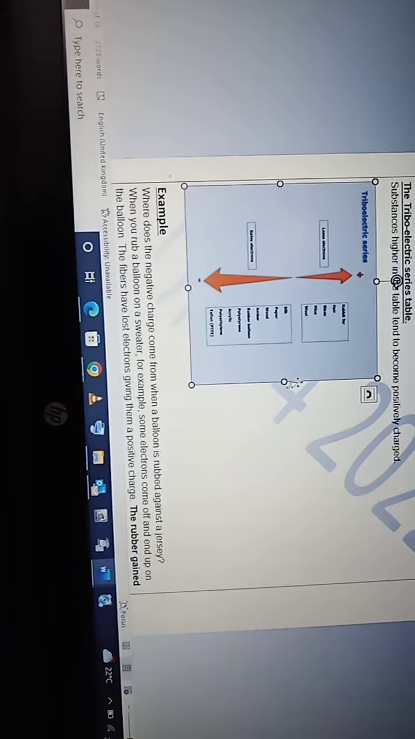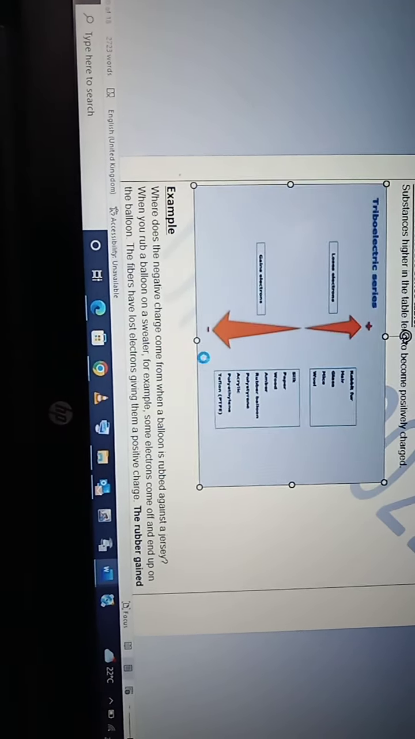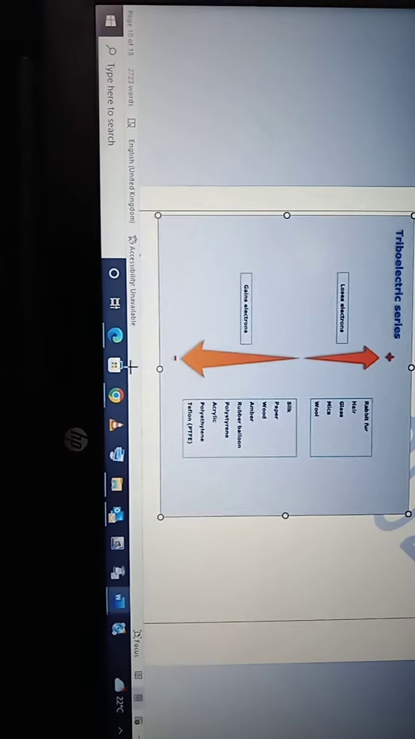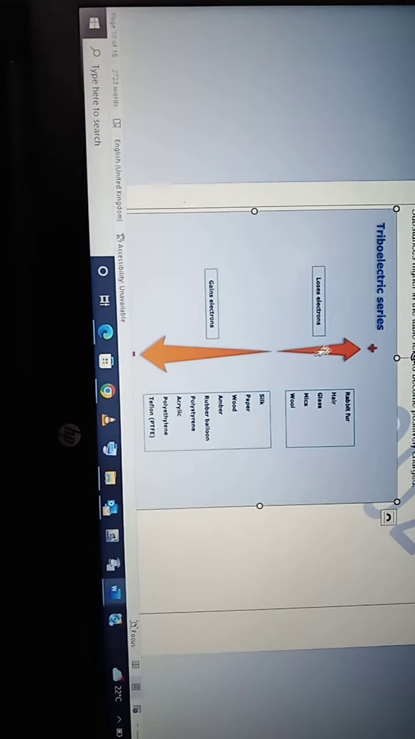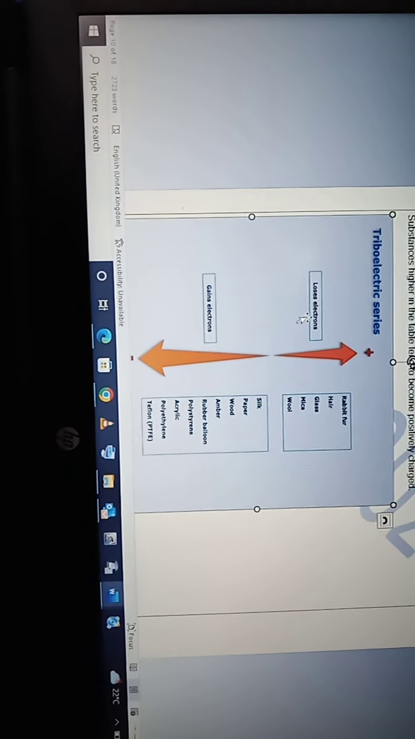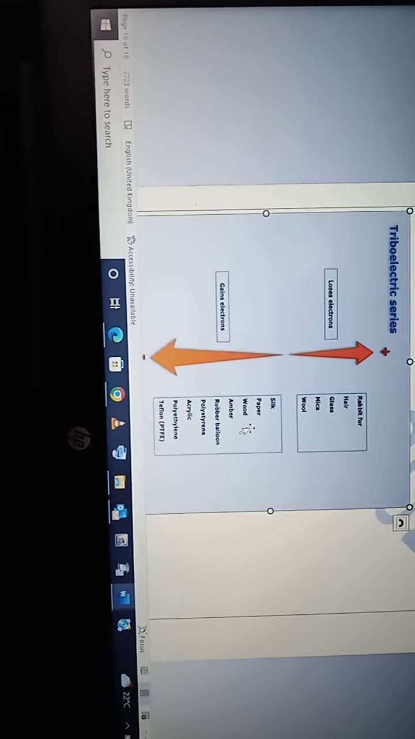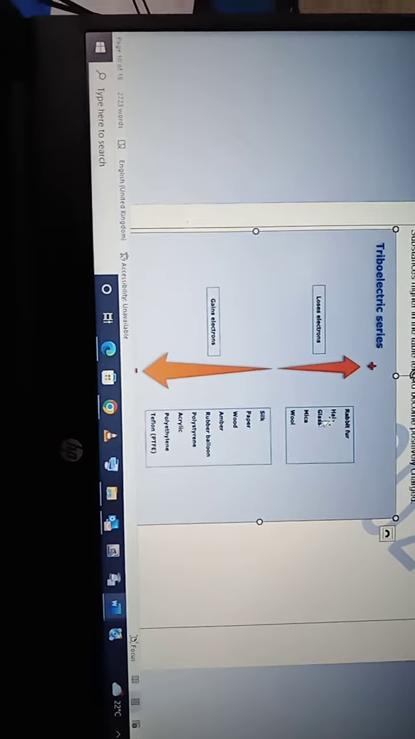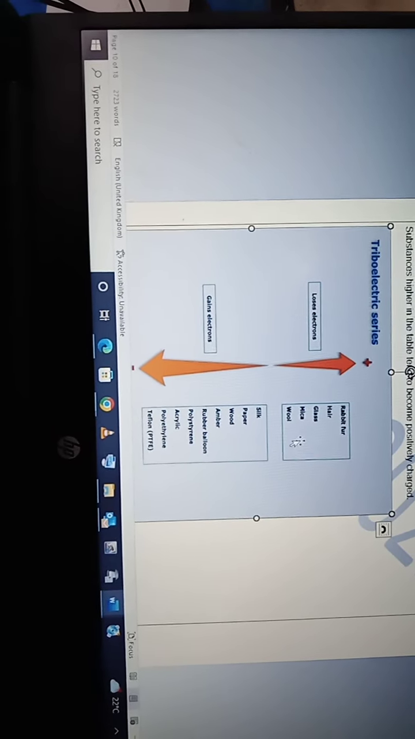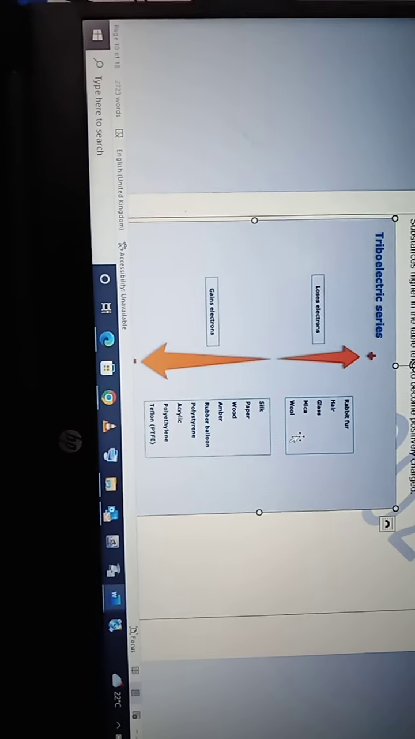Here I'm just going to zoom in on this image so that you're able to see it clearly. In this triboelectric series, the materials at the top tend to lose electrons. If you lose electrons, that material is going to be positively charged. They talked about rabbit fur, and the skin and hair also tend to lose electrons. The glass, mica, wool, all these materials tend to lose electrons.